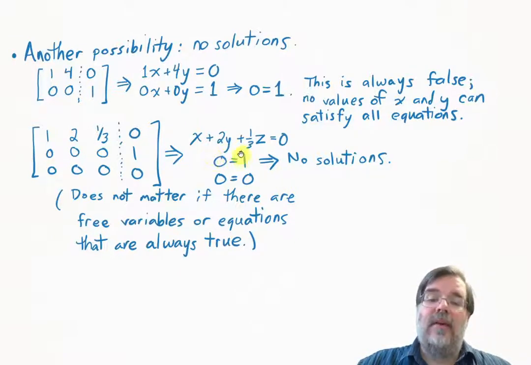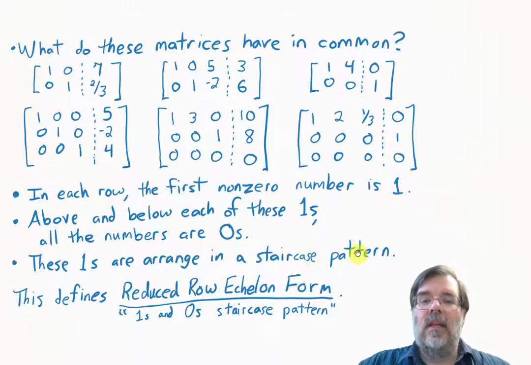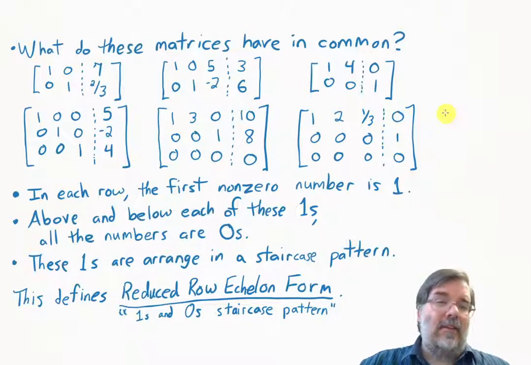So whenever you have an equation like this, 0 equals 1, or 0 equals any constant that's not 0, there will be no solutions to your system. It doesn't matter if there's free variables, it doesn't matter if there's equations that are always true. This equation kind of ruins it for the entire system. No solutions.